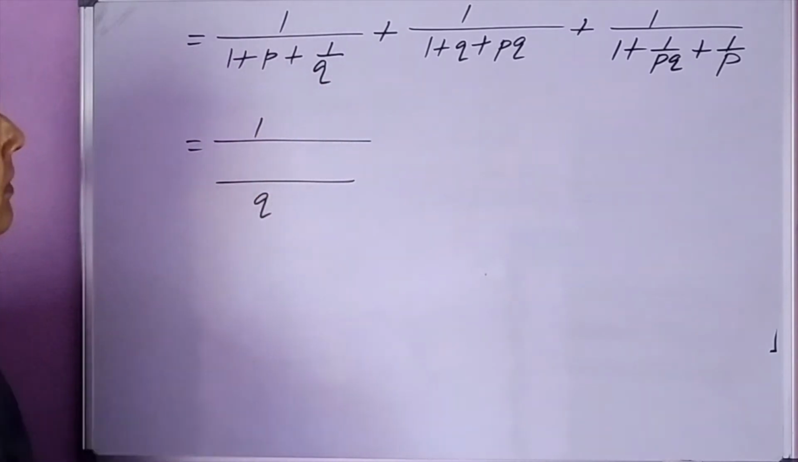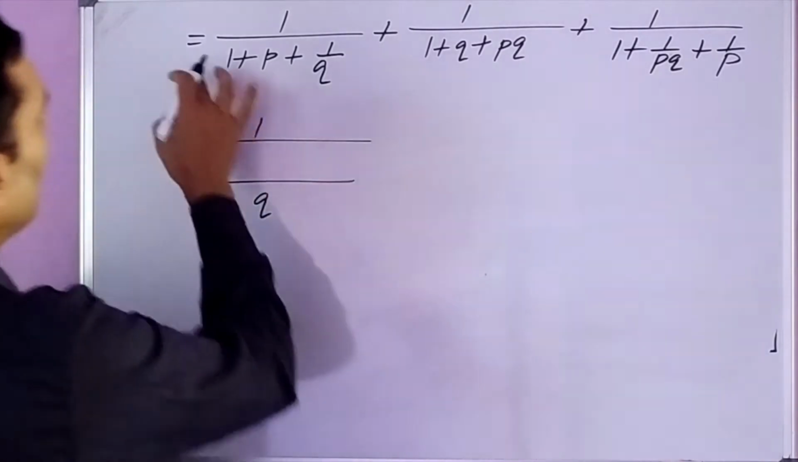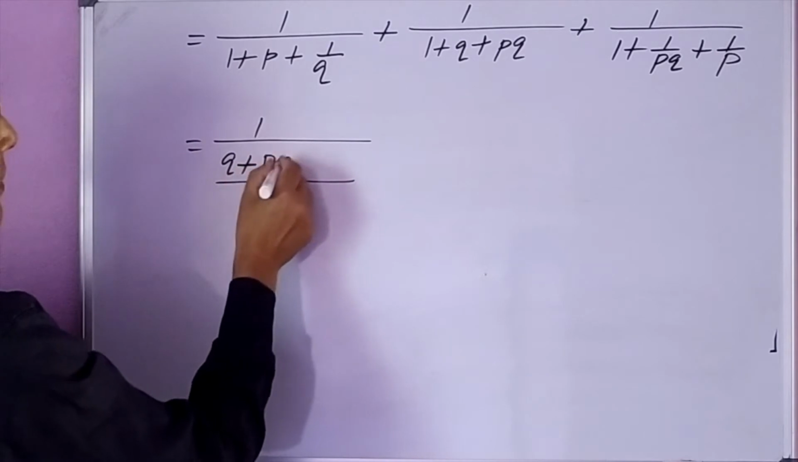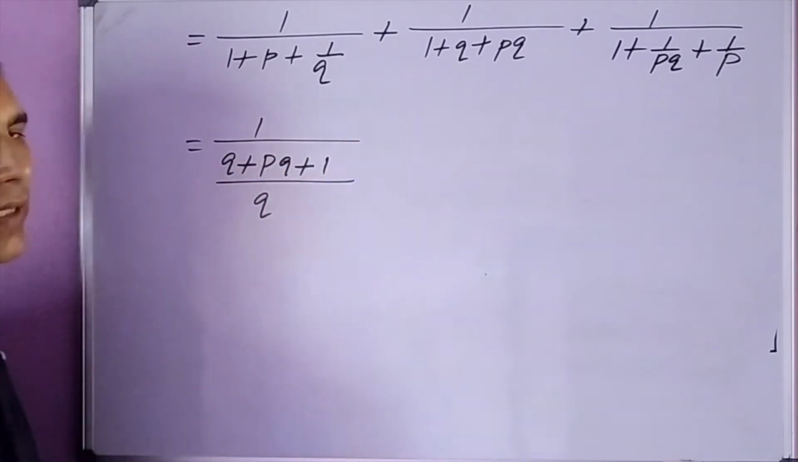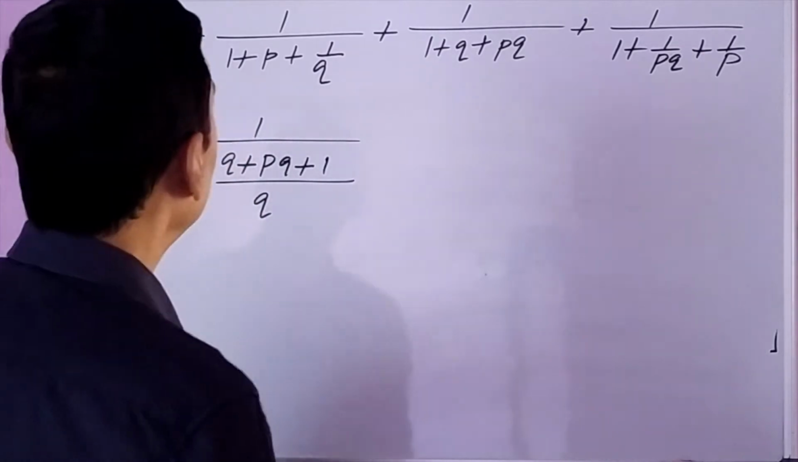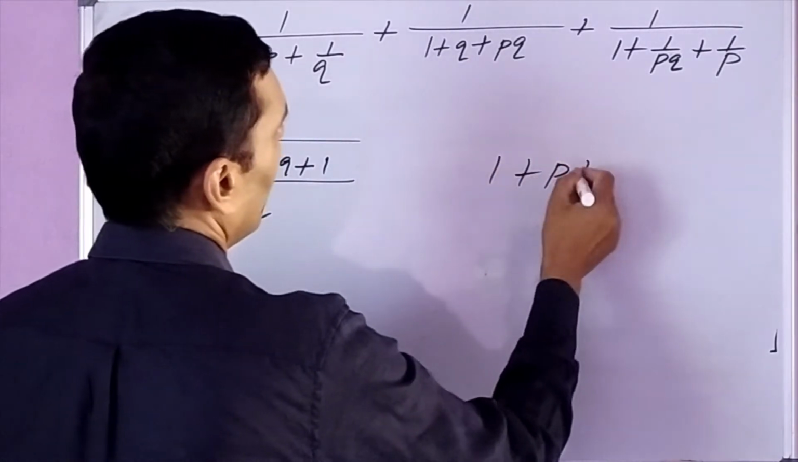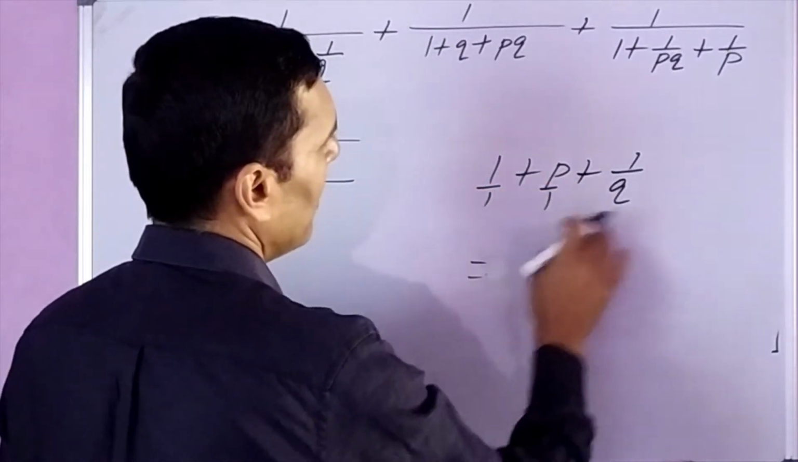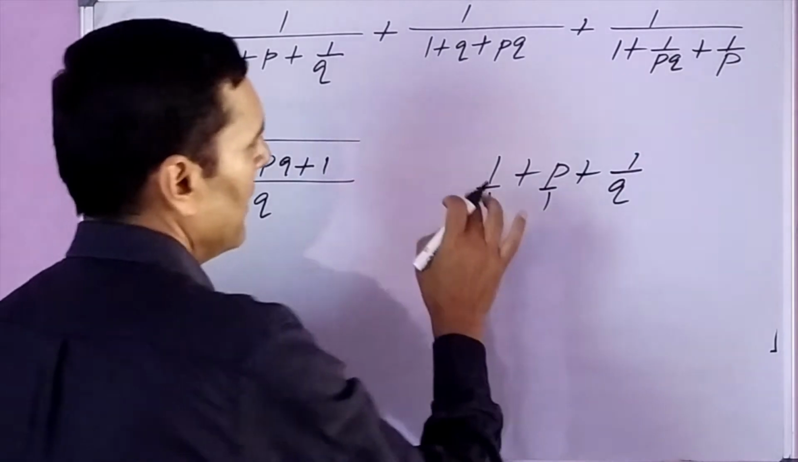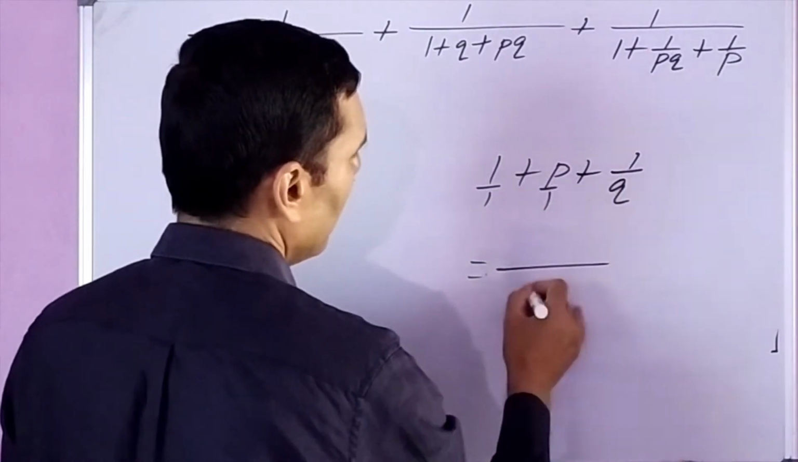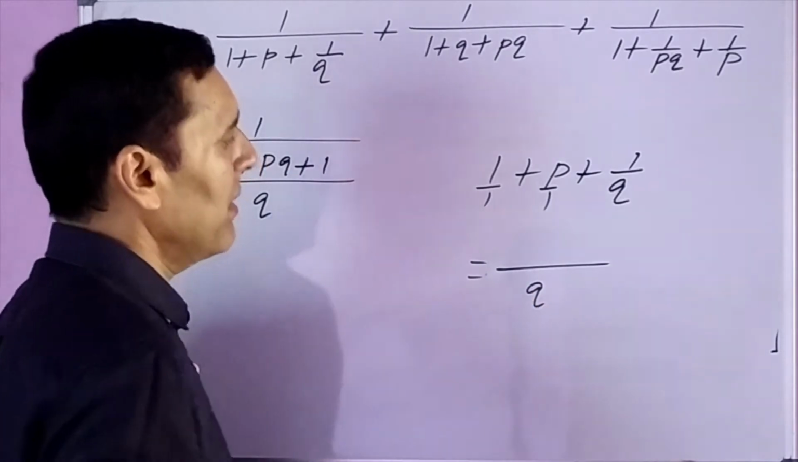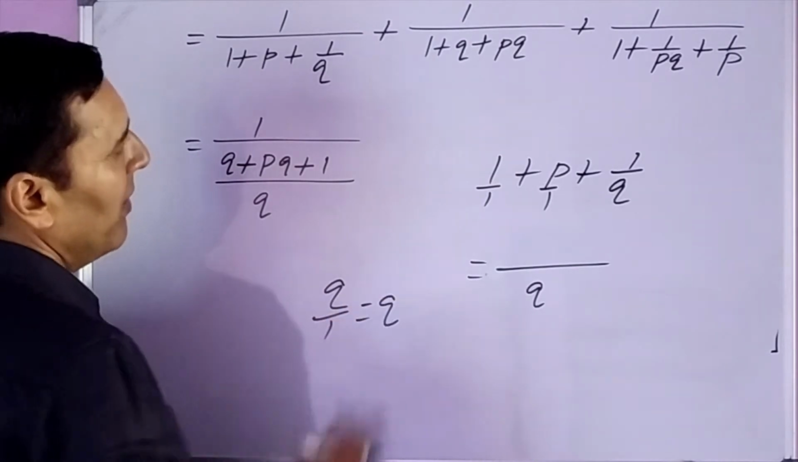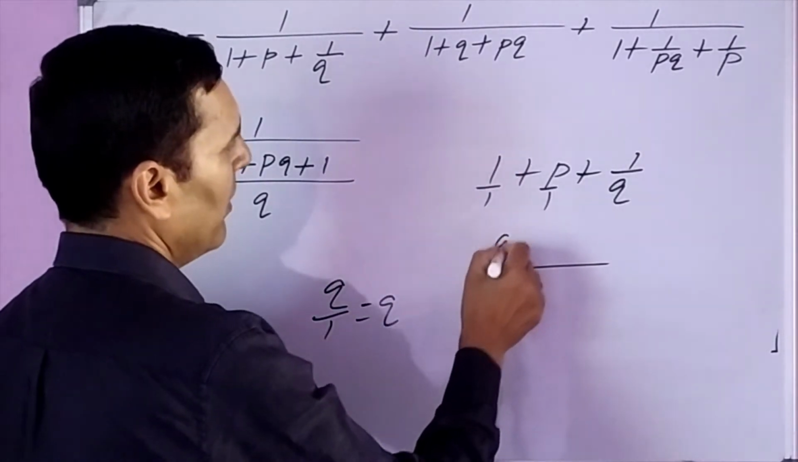Q. If you take Q as the LCM denominator, 1 into Q is Q, P into Q is PQ, and here 1. We know how to take the LCM. After taking Q as LCM, 1 plus P plus 1 upon Q. Denominator of first term 1, denominator of second term also 1, third term it is Q. So LCM of 1, 1 and Q is Q only. So when this LCM is divided by denominator 1, Q divided by 1 is Q. When this Q is multiplied by this 1, it is Q.